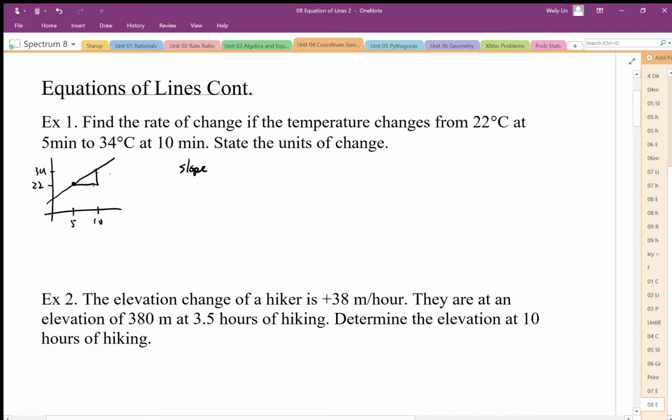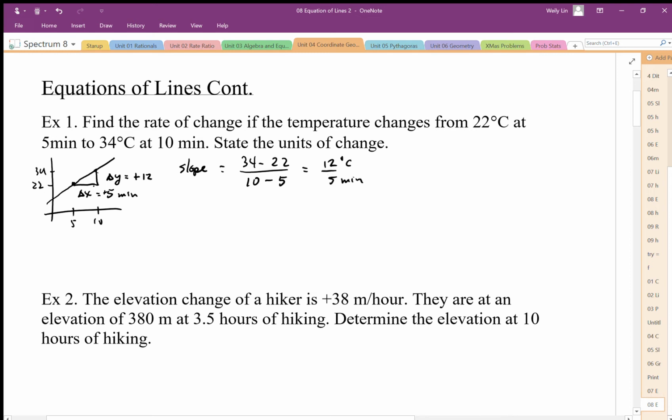And it's going to be our change in y compared to the change in x. So here the change in y, the end position is 34 degrees. The starting position is 22 degrees, so we went up 12 degrees. The change in x, we went from 5 minutes to 10 minutes, so 10 minus 5 gives me plus 5 minutes. The slope formula looks like this: y1 minus y2 over x1 minus x2. So we end up with 12 degrees Celsius over 5 minutes.